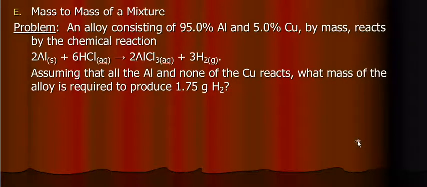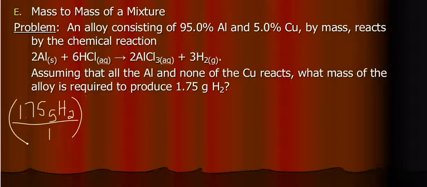Okay, mass to mass of a mixture. We have an alloy that consists of aluminum and copper, but only the aluminum reacts, none of the copper. So you'll see copper's not even in the balanced chemical equation. What is a mass of alloy required? We're going to start with 1.75 grams of hydrogen. Well, since the only thing that reacts is aluminum, I need to go back to aluminum first. So I've got grams of hydrogen. We're going to do grams to mole.